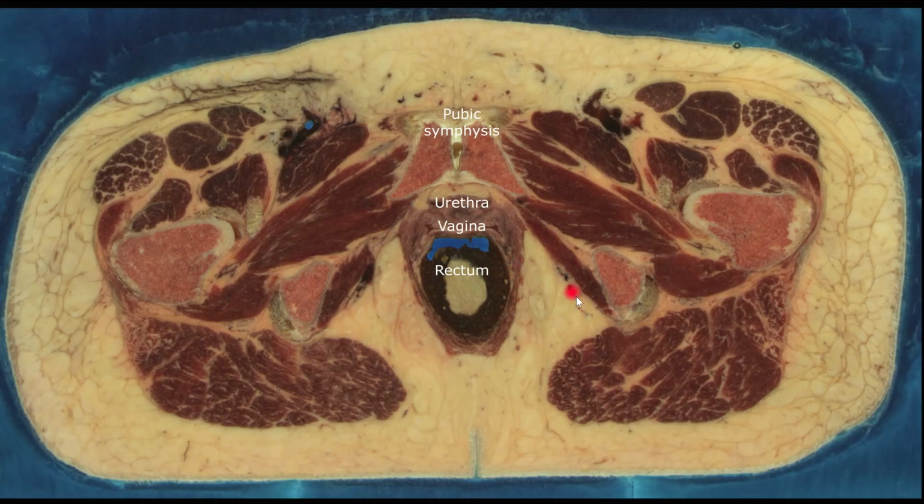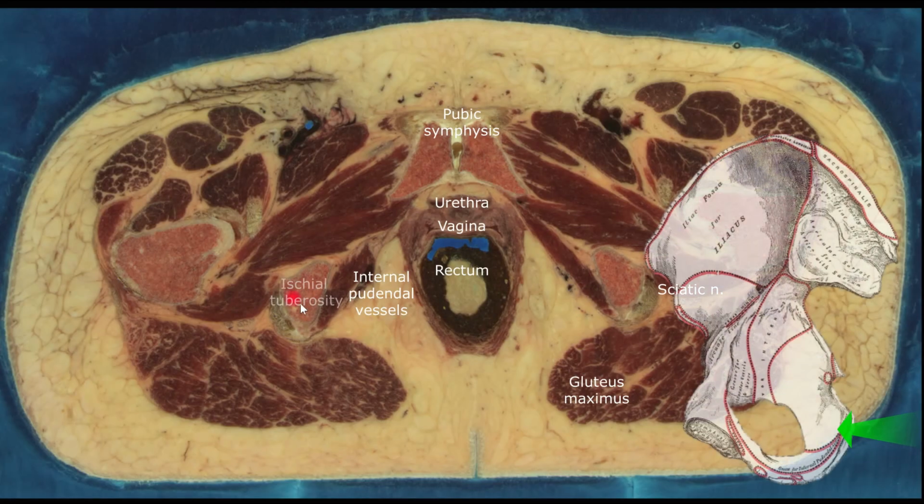In the ischioanal fossa, you can clearly see these vessels on the lateral wall. These are the internal pudendal vessels. They are located in a canal within the fascia of the obturator internus muscle. Posteriorly, I can see the gluteus maximus, and deep to it is the sciatic nerve here, and this is the other sciatic nerve here. It's the biggest nerve in the body. The bone here is the ischial tuberosity here and here.